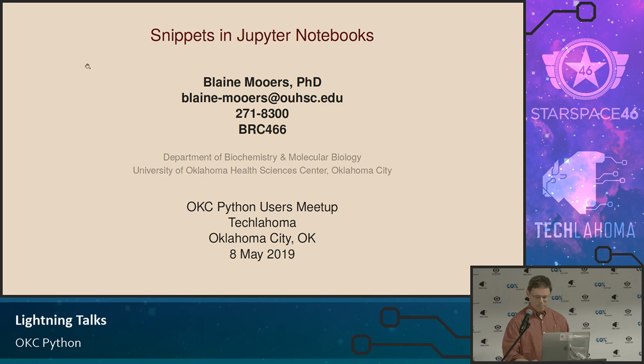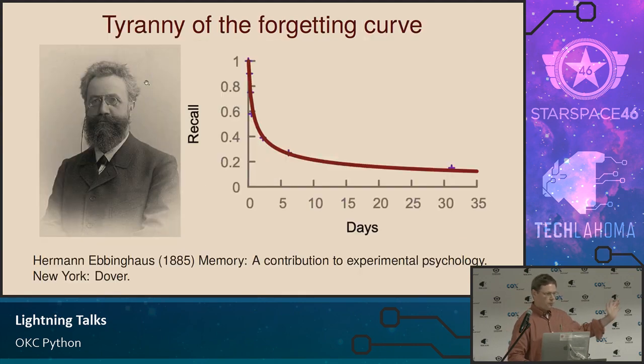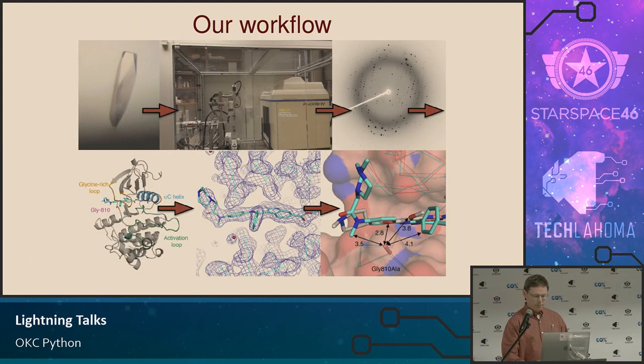So I'm a part-time programmer. My main job is to study the structures of proteins and nucleic acids. And this is an outline of our workflow. What we do is purify proteins and grow crystals of them. We put them in an X-ray diffraction instrument. We collect a diffraction pattern. We then determine the structure of the protein.